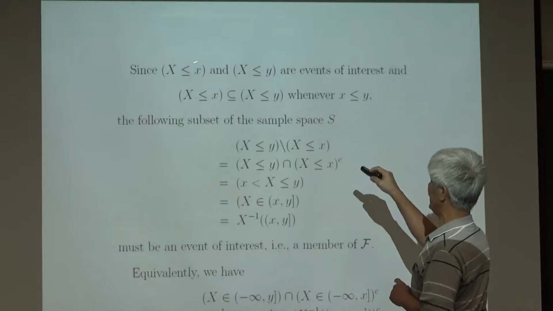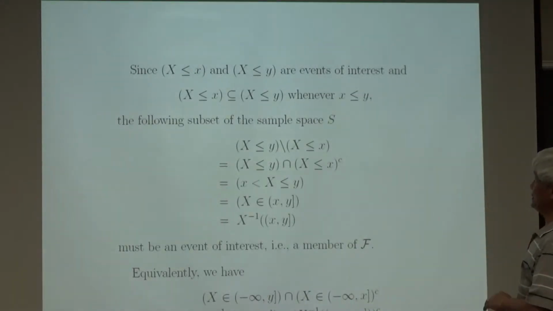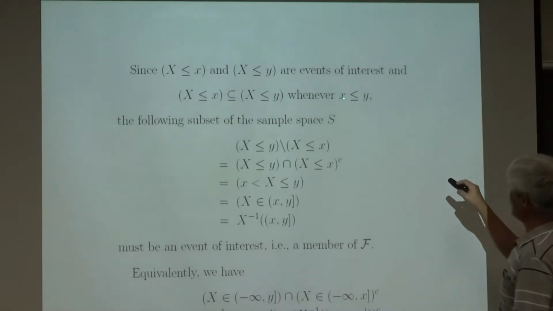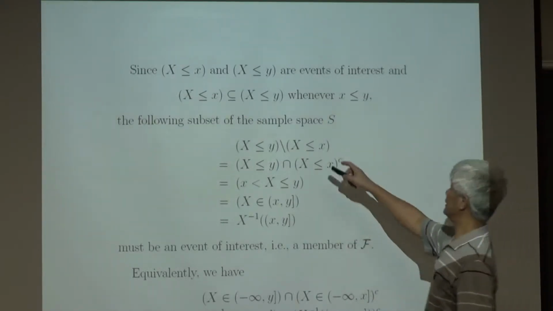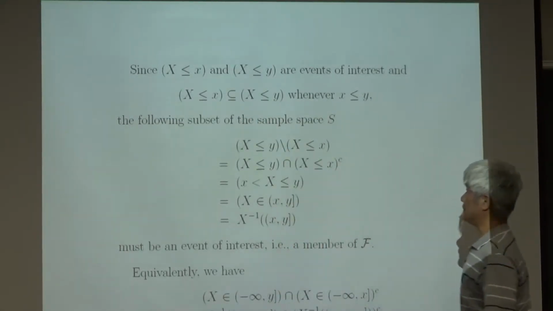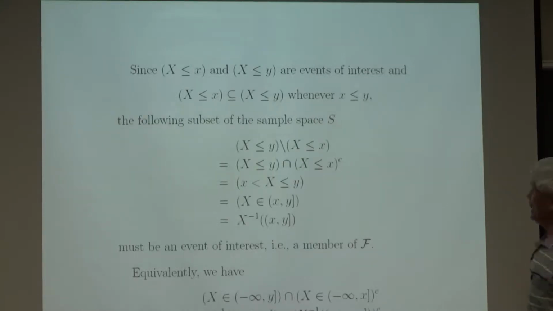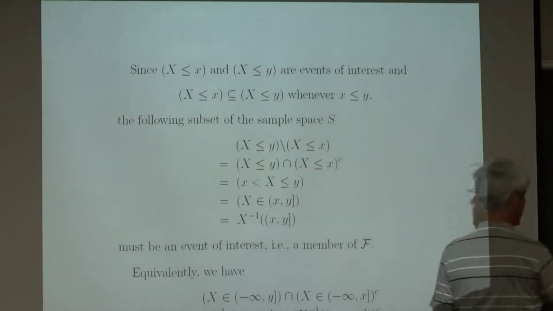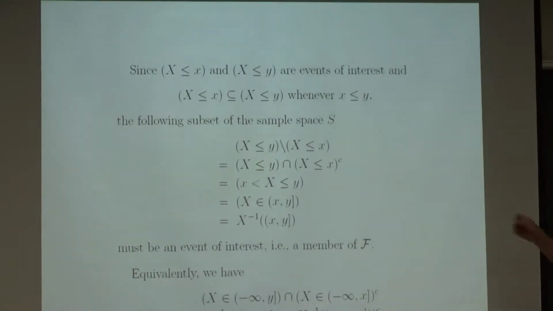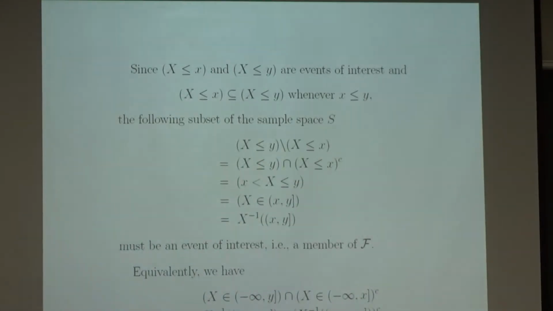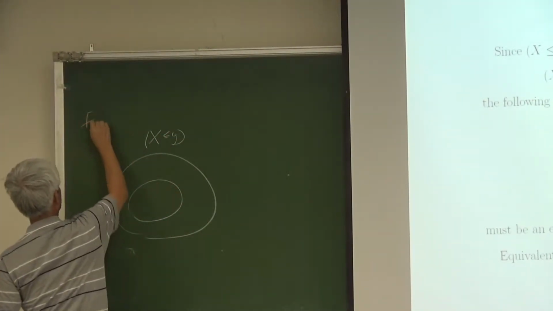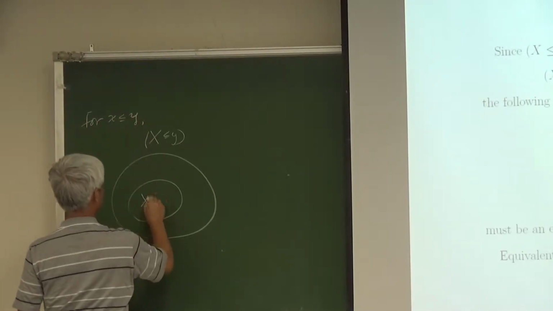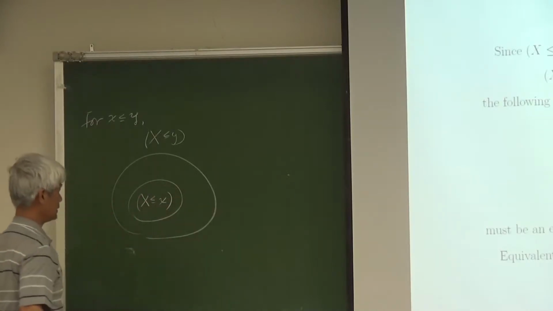Now, because we require these events, for different little x and little y, to be events of interest, and we know that whenever x is less than or equal to y, this event of interest is a subset of that event of interest. Of course, because this is bigger, this one is a bigger subset. So we have two events of interest, and both of them are in the sigma algebra F. We have this one, and we have this one.